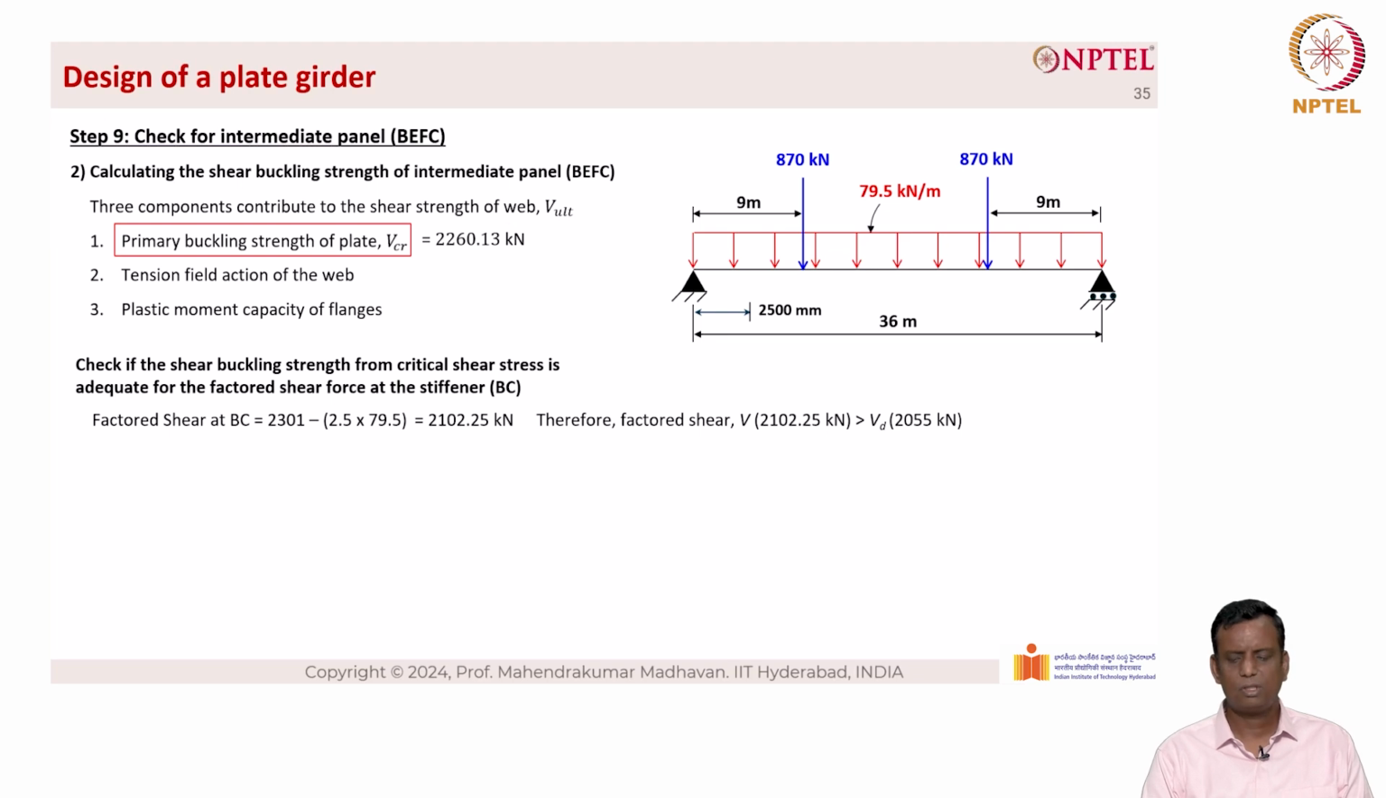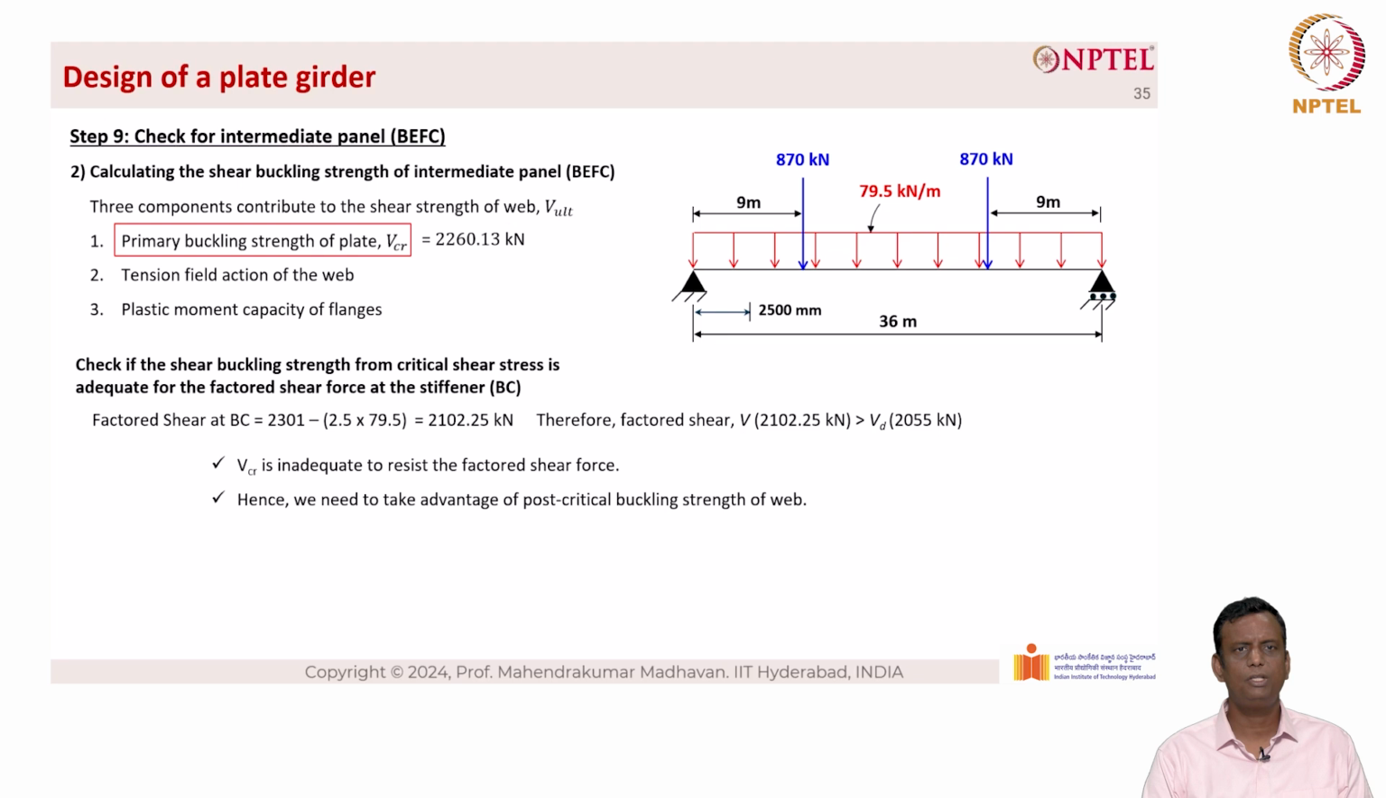Now therefore the factored shear 2102.25 kilonewton is greater than the design value 2055. So V critical is inadequate to resist the factored shear force, hence we need to take advantage of the post critical buckling strength of the web.